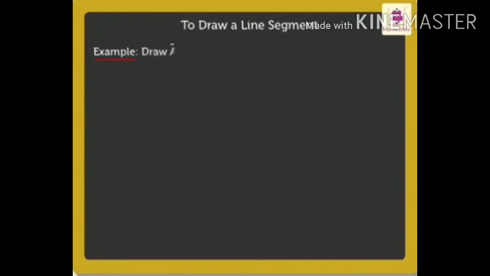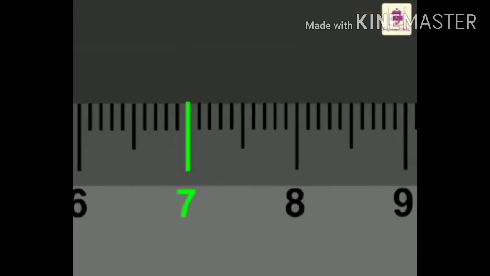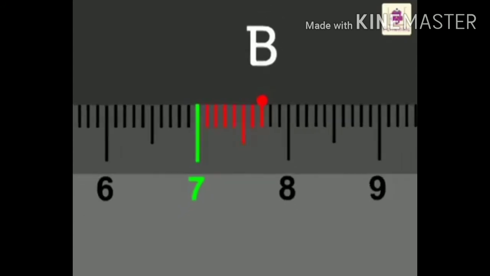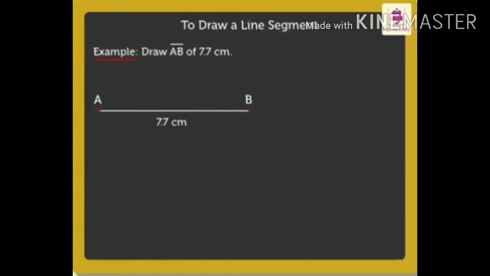Now, let's solve another example. Draw a segment AB of 7.7 centimeters. Segment AB of 7.7 is drawn like this.